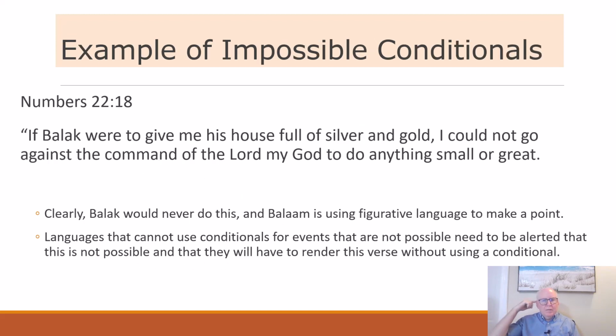Here's an example of an impossible conditional, Numbers 22:18. If Balak were to give me his house full of silver and gold, I could not go against the command of the Lord my God to do anything small or great. So clearly Balak would never do this, and Balaam is using figurative language to make a point. Languages that cannot use conditionals for events that are not possible need to be alerted that this verse is talking about something that's not possible, and then they could consider how to render it without a conditional.